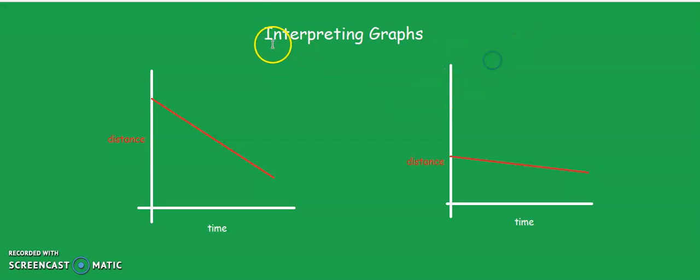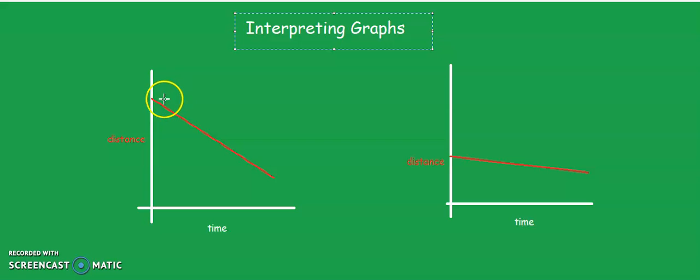Okay, let's continue our discussion of graphs and interpreting graphs. Now in these two graphs, they're similar to what we just did before, but you notice the graphs are going down. So obviously you look at the distance and what's happening to the distance. Well, the distance is decreasing.